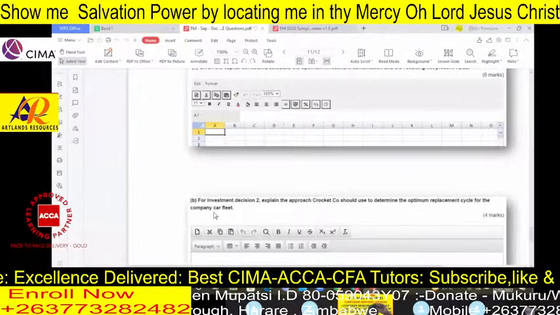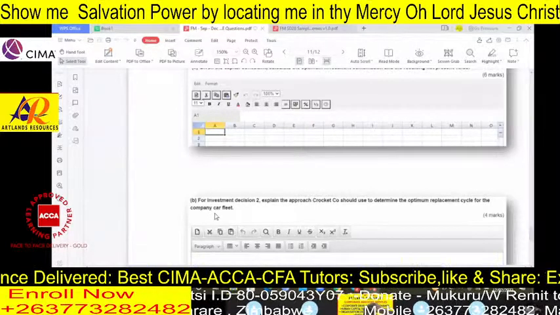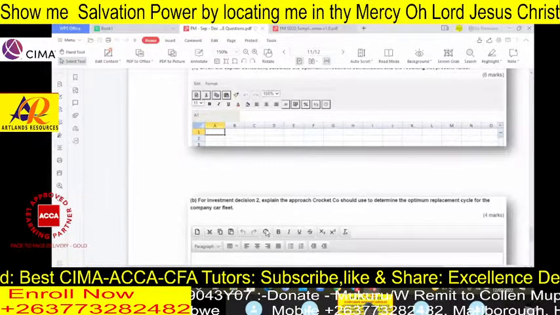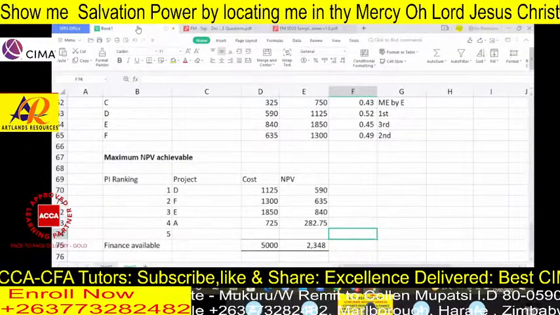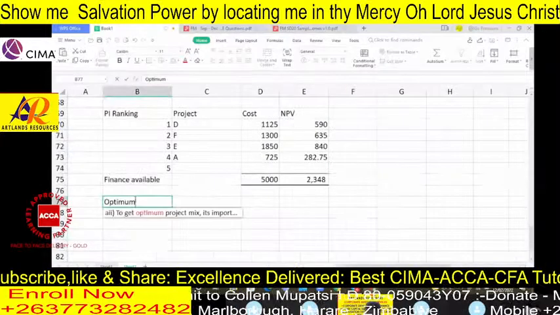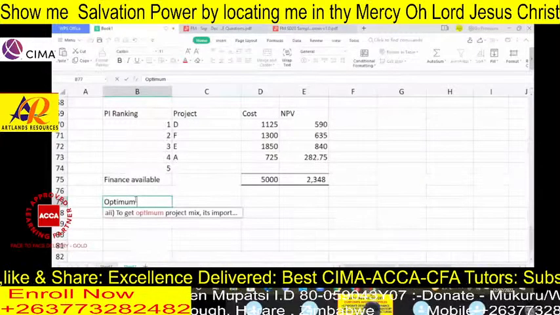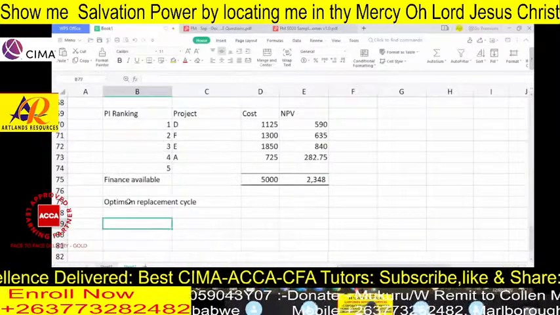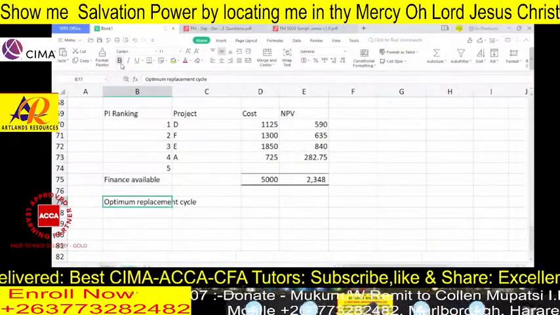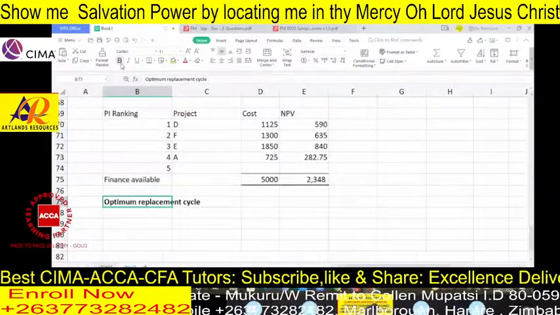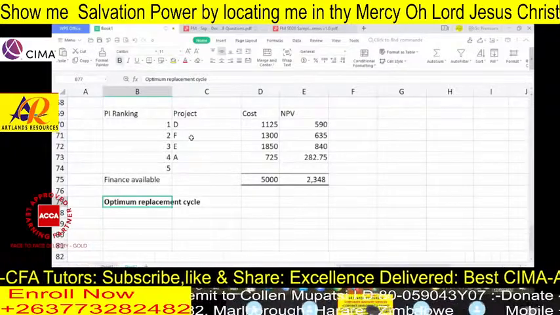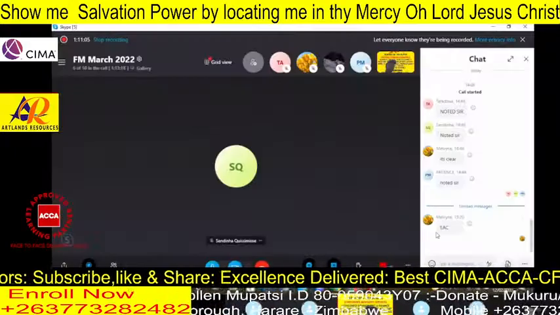Then for investment, explain the approach Crockett should use to determine optimum replacement cycle for the fleet of cars. All right. Determination of optimum replacement cycle. How do we determine optimum replacement cycle for the fleet of cars? Tell me, guys, how do we determine optimum replacement cycle for a fleet of cars? Talk to me. EAC.